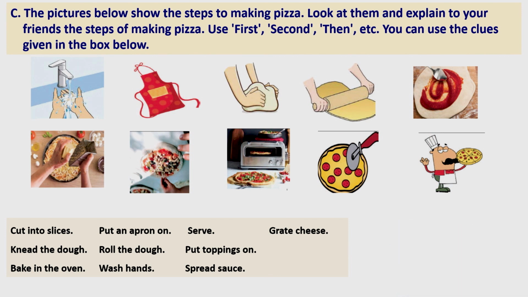First, wash your hands. Then, put an apron on. After it, knead the dough. Then, roll the dough. Spread sauce. Next, grate cheese. Put toppings on. After it, bake in the oven. Then, cut into slices. Finally, you can serve it to your members.